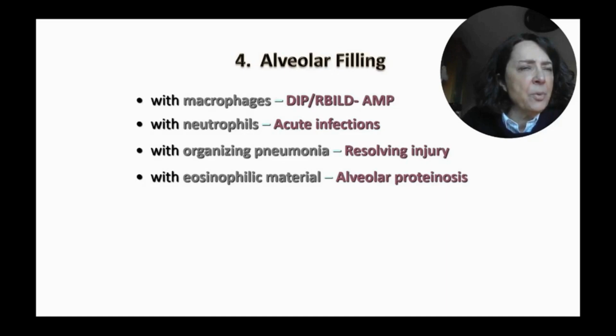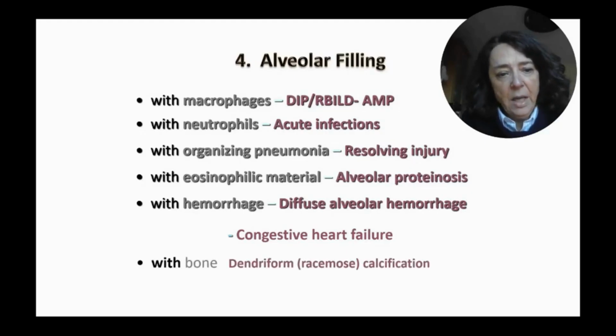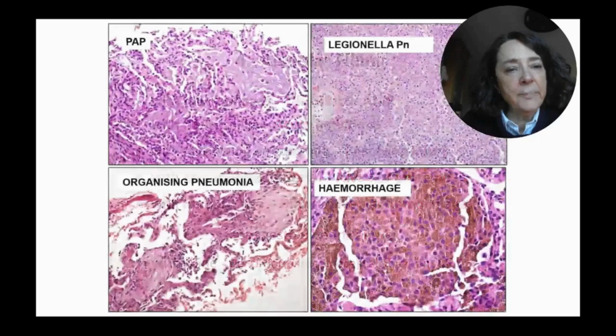Proteinaceous, eosinophilic material inside the alveoli, you can think of alveolar proteinosis, or hemorrhage, diffuse alveolar hemorrhage. And always please remember chronic heart failure. And bone, which is a very, very rare entity. Dendriform racemose calcification is a very odd, very rare entity.